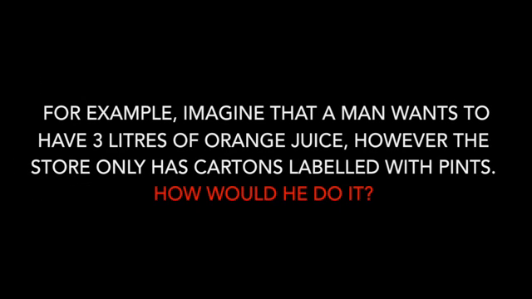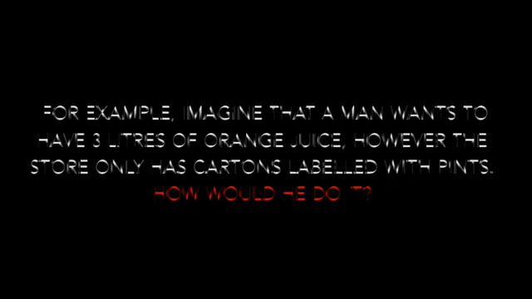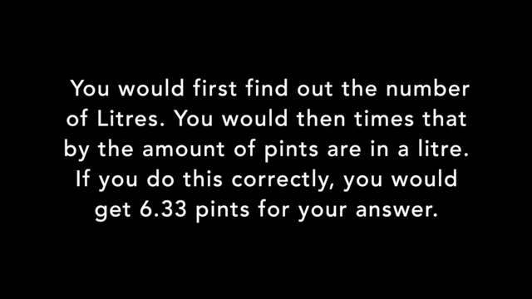For example, imagine that a man wants to have 3 liters of orange juice. However, the store only has cartons labeled with pints. How would he be able to do that? First of all, you would find the number of liters. Well, we already know that the number of liters is 3. So then you would multiply that by the number of pints that are in a liter. If you do this correctly, you would get 6.33 pints, because 3 times 2.11 equals 6.33.